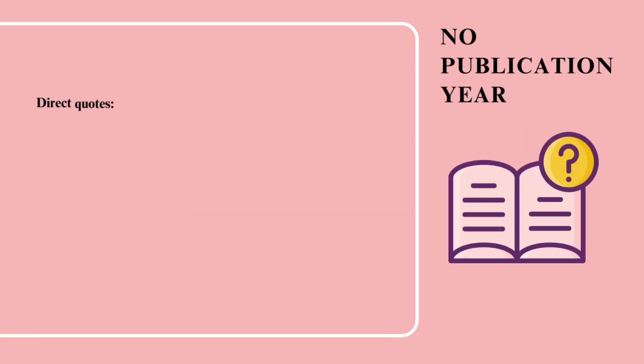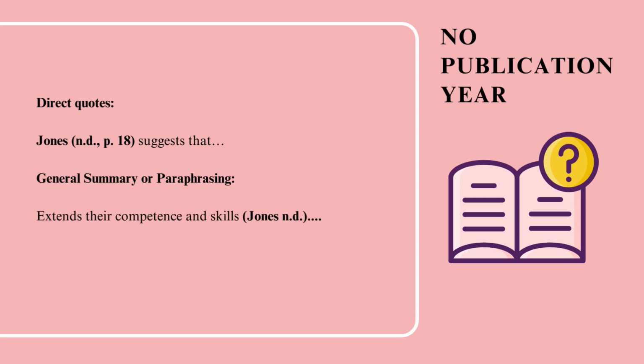Where there is no author, use the title of the source, in italics, in place of the author. Include the year of publication, and if using a direct quote, include the page number or timestamp. In the case of no publication year, use author's last name in brackets, n.d. and if using a direct quote, include the page number. Here n.d. means no date.